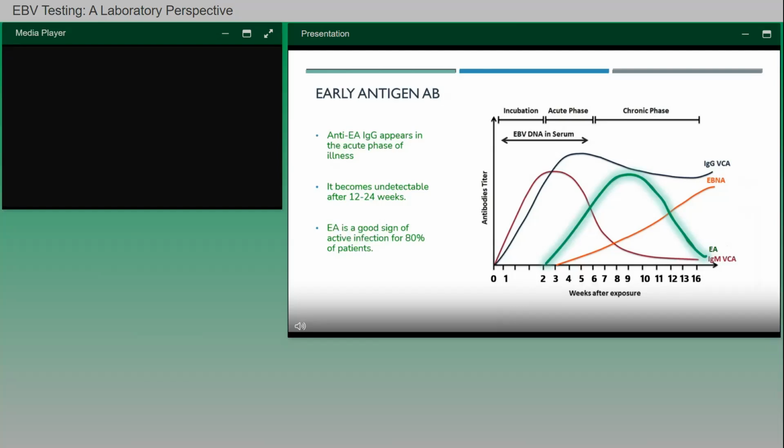In fact, there's two categories, EAD and EAR. The EAD stands for diffuse. These are just proteins that are encoded by a gene called BMRF1. And then the EAR, the restricted EA proteins, are encoded by a BHRF1 gene, and P85 is the main protein there.